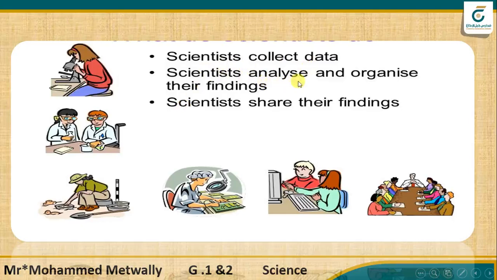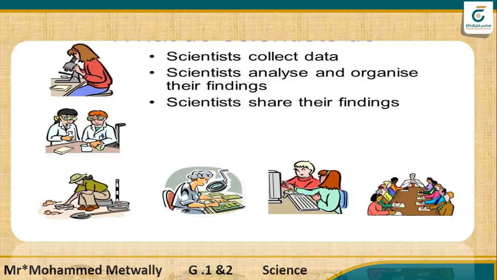Scientists analyze and organize the findings. When scientists discover anything new, they have to analyze and organize these findings. So scientists share their findings to make them obvious for everyone to know, like medicines, or any discovery about the rock, about the soil, about the space, about any matter in the world they can discover. So they share their findings at last.